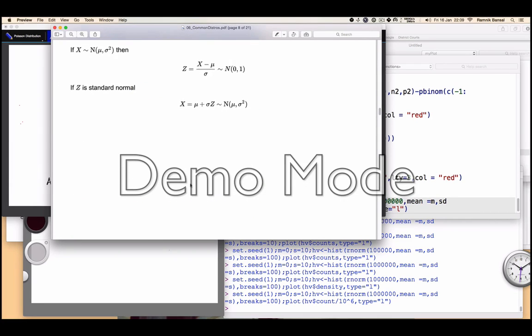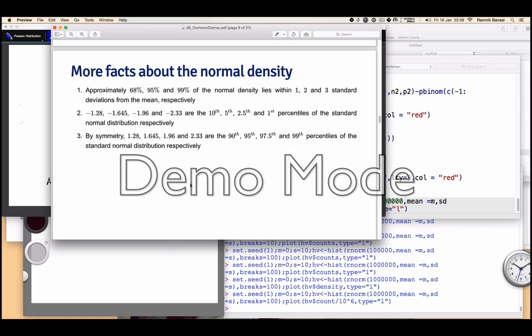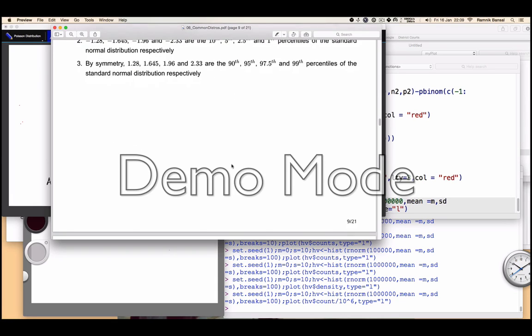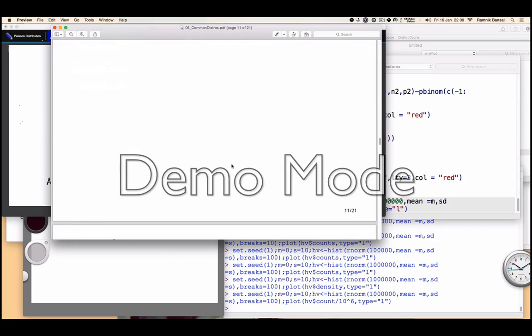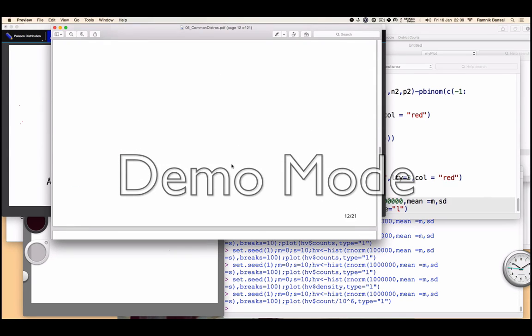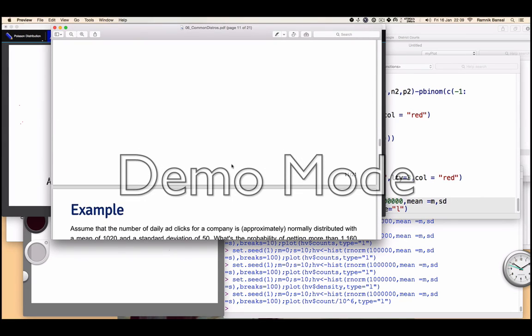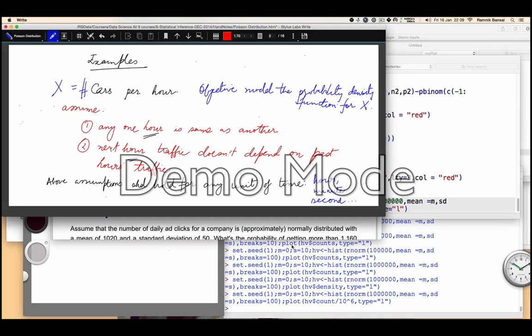So these are just the numbers we are already aware of. 68% lies within one standard deviation, right? I will explain that concept. I was just quickly going through it. Okay, so let me explain this thing about standard deviations.